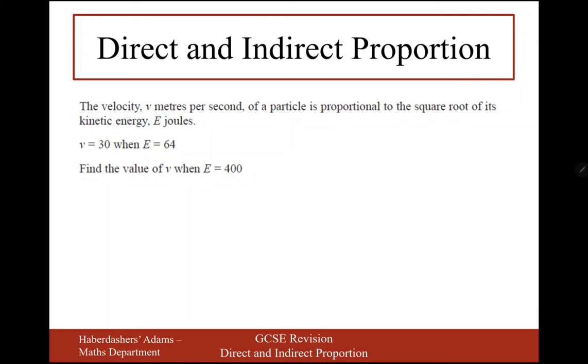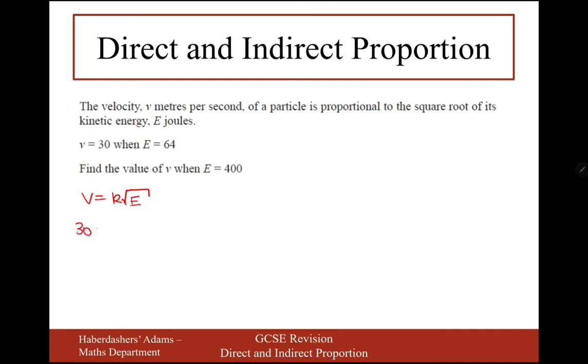Okay, the velocity v meters per second of a particle is proportional to the square root of its kinetic energy, e joules. So let's write out the formula to start with. V equals k, proportional, the word inverse isn't in there, so it's just a straight line formula, times the square root of its kinetic energy, e.